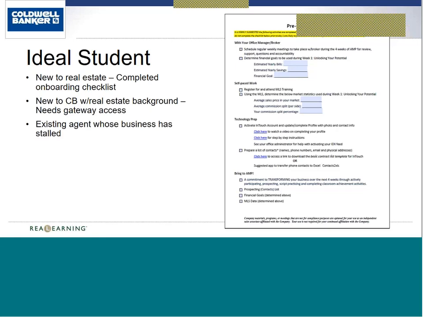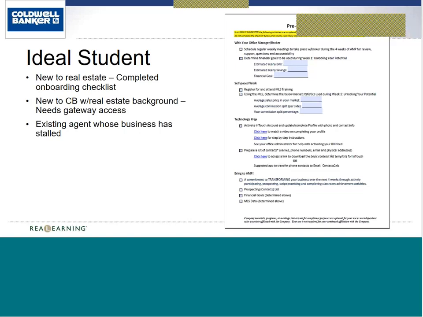How about the existing agent whose business has stalled a bit? You know, we are just past the halfway point. We're still in July. So I'm sure all of you are talking to your agents and looking at where they are in reference to the goals they created at the beginning of the year. What a great opportunity for you to coach somebody who's falling short. Hey, have you thought about taking the production course?